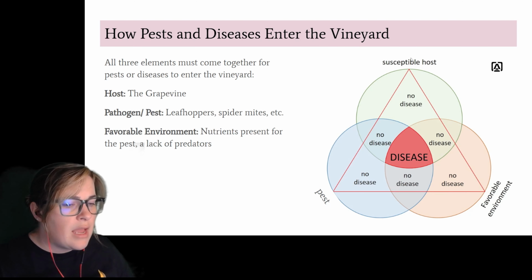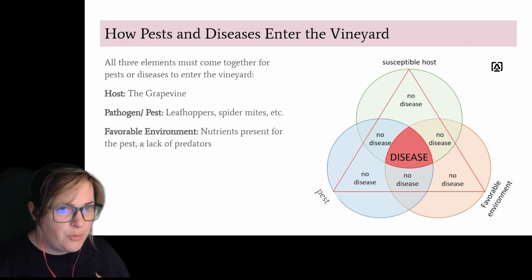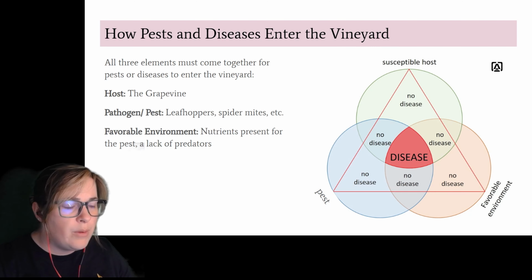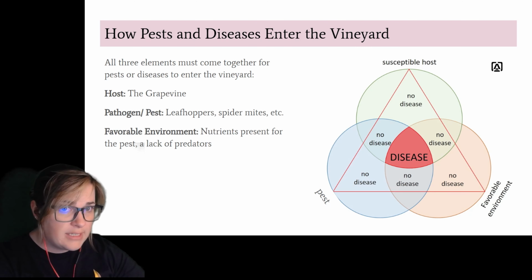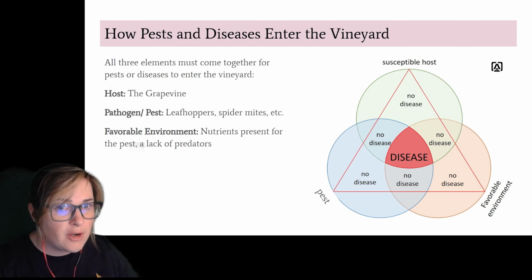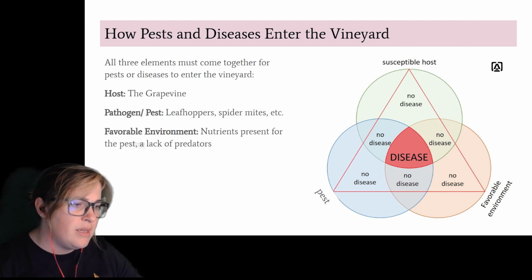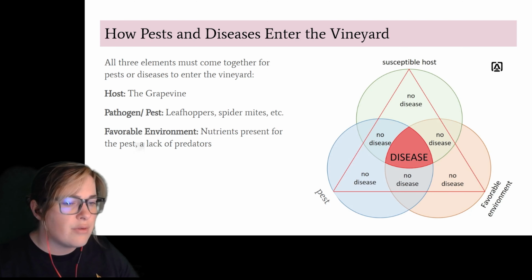You only have an outbreak of a pest or disease if the 3 things come together: the host, the pathogen or pest, and a favorable environment for these things to thrive. So IPM, if I asked you a question about what part of this triangle are you affecting with IPM, it would be the environment, right? So you're altering the environment to make it more or less favorable for that pest to thrive.